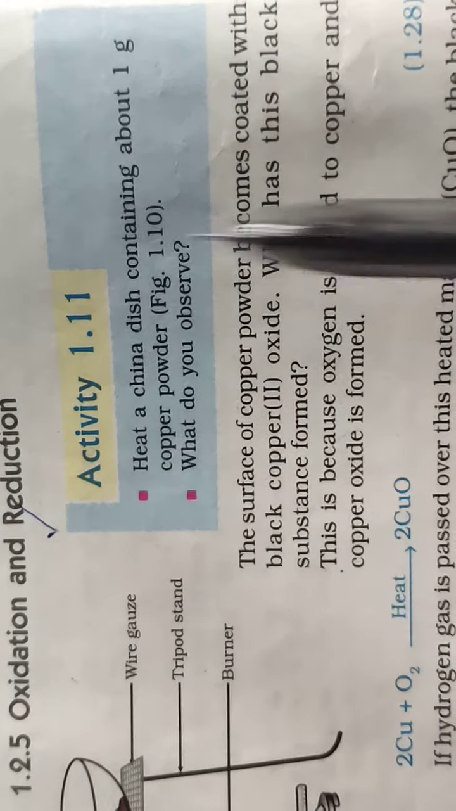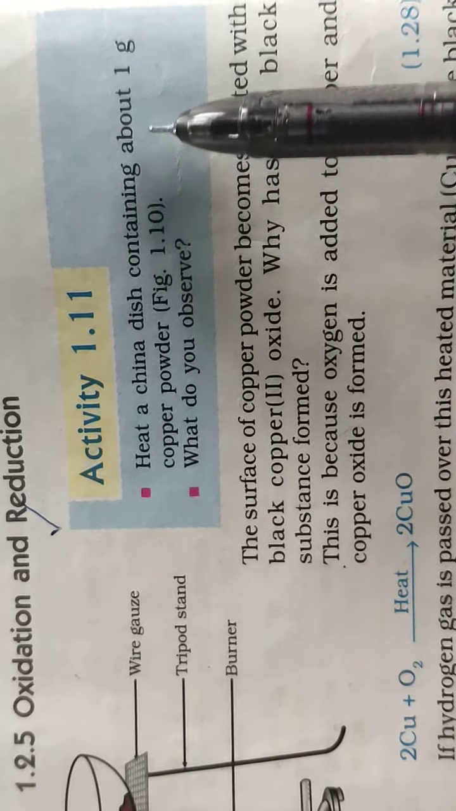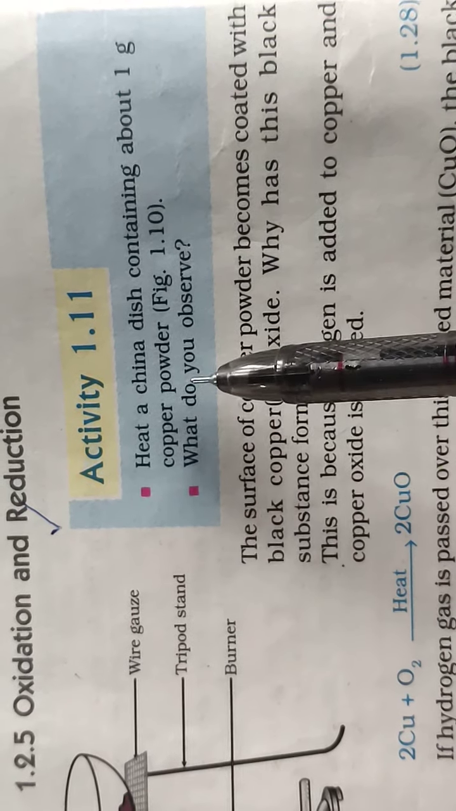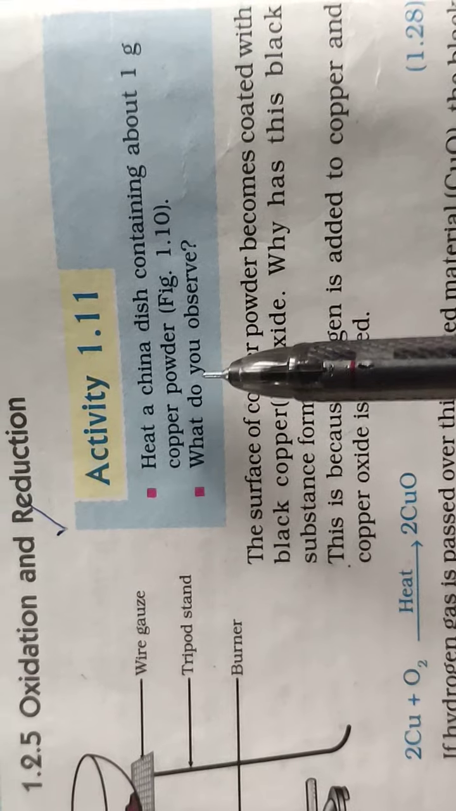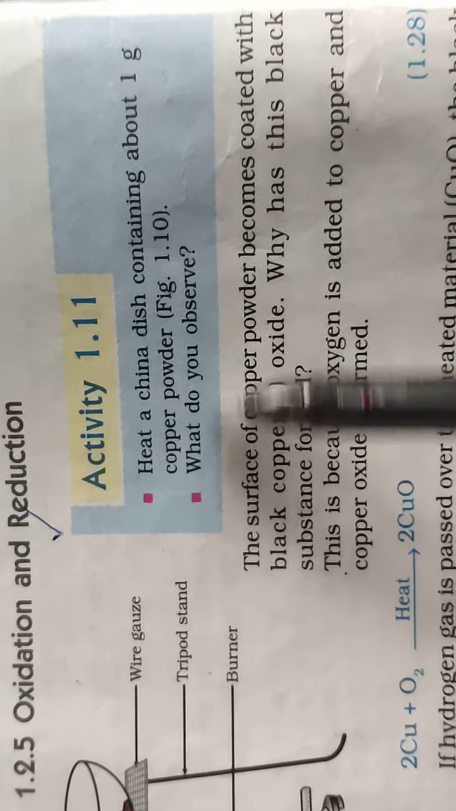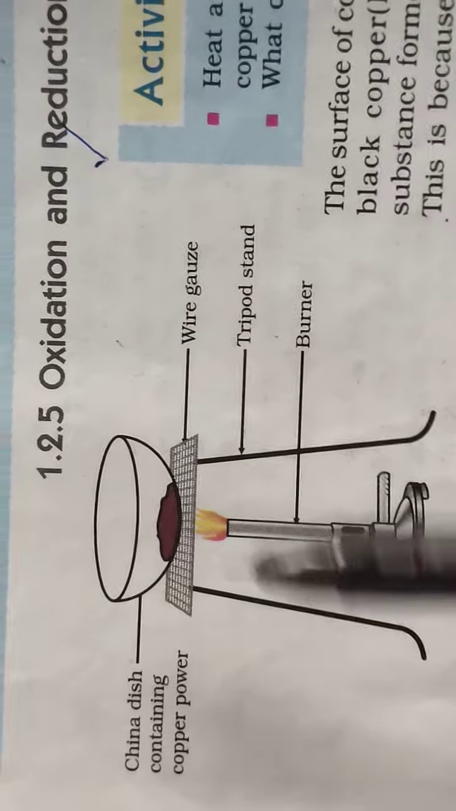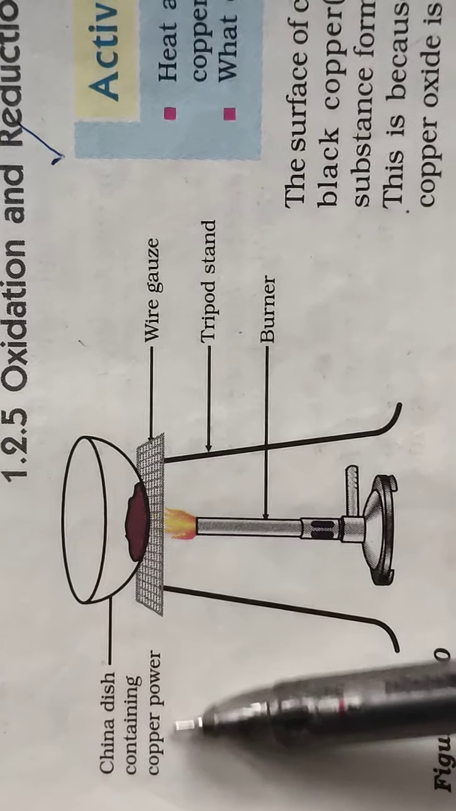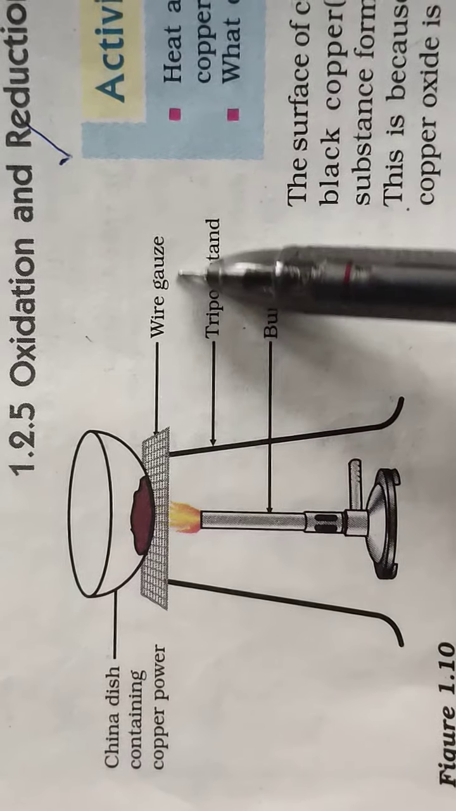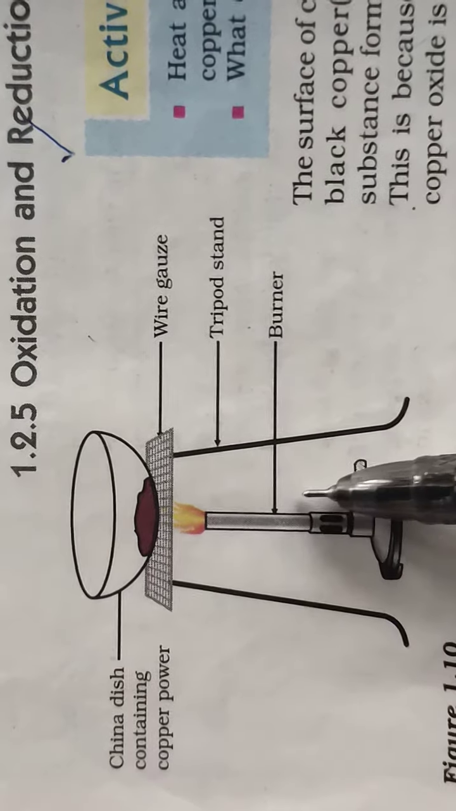In Activity 1.11, heat a china dish containing about 1 gram of copper powder. Copper powder means Cu, copper. The chemical symbol for copper is Cu. What do you observe? What happened when we heated the copper powder in a china dish? Here is the tripod stand and the burner.